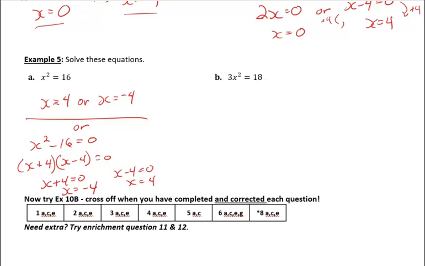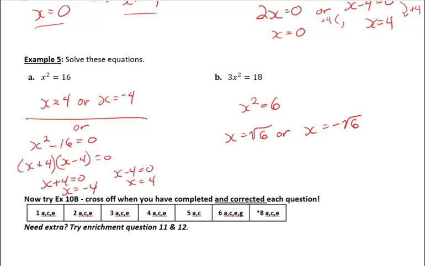For the next one, we can do the same thing. We want to keep this as a number in exact form, and I'll show you. So if we divide both sides by 3, that leaves me with x squared equals 6. Well, 6 isn't a perfect square in the sense, but we can still find that x can equal the square root of 6, or x can equal the negative square root of 6.